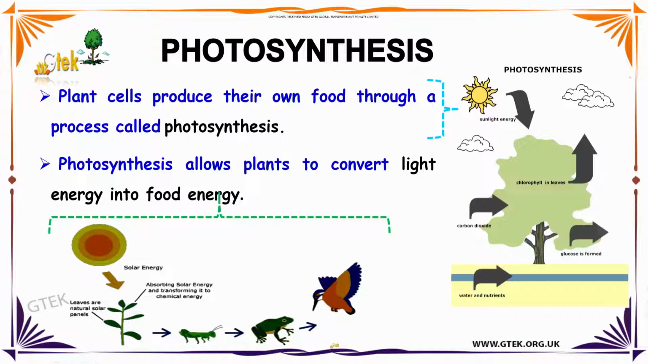Now we are going to see about photosynthesis. The plant cells produce their own food through a process called photosynthesis. During photosynthesis, the plant converts light energy into food energy. You can see it over here. The solar energy is absorbed by the leaves. Here the leaves act as natural solar panels, absorbing the solar energy and transforming it into chemical energy. You can see it over here. And finally, glucose is formed.